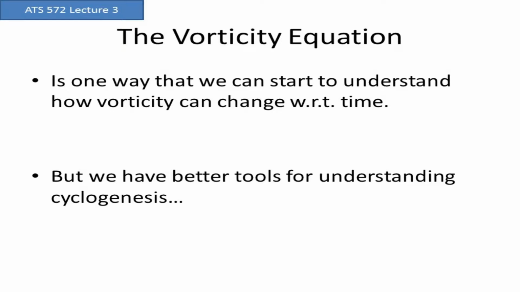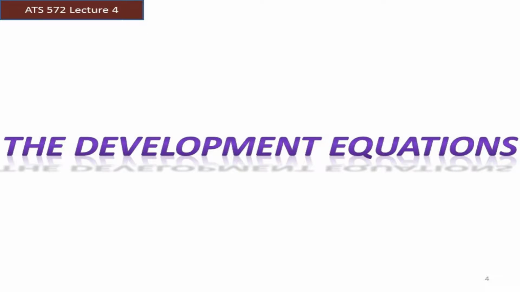Now, in the first part of Module 1 of ATS 572, we really were picking apart this idea of vorticity and the vorticity equation, and we looked at all these terms like tilting and stretching. But that's only part of the story here. It's hard to look at that vorticity equation and figure out, based on this weather pattern, will we have cyclogenesis or cyclolysis? Turns out we have better tools for such things, namely the development equations.